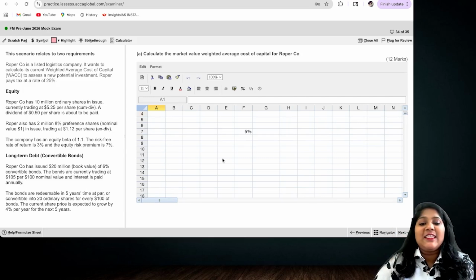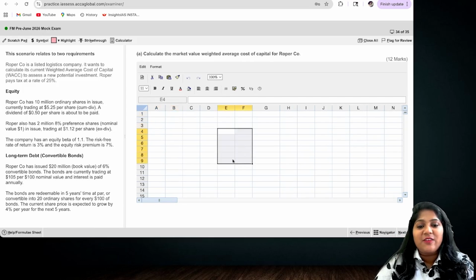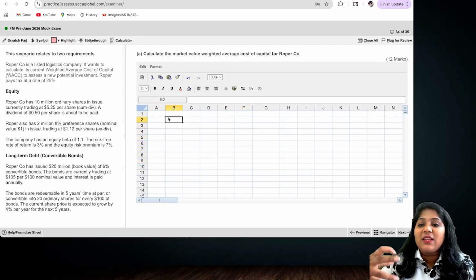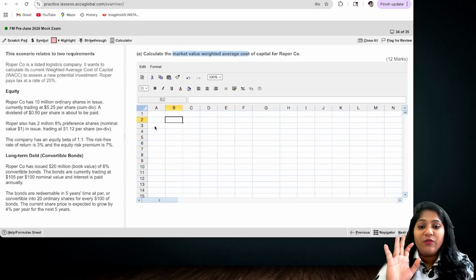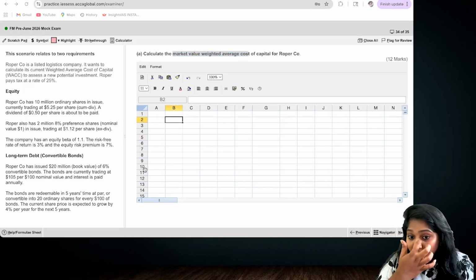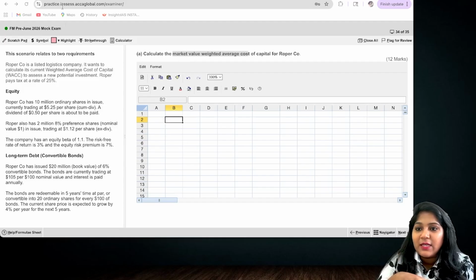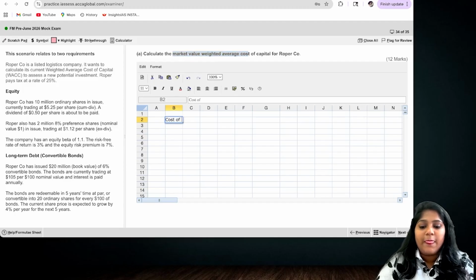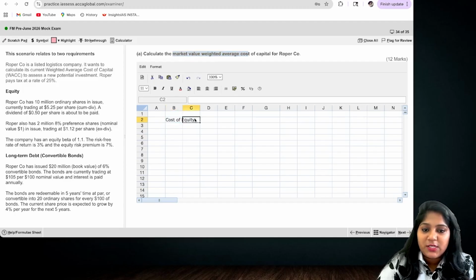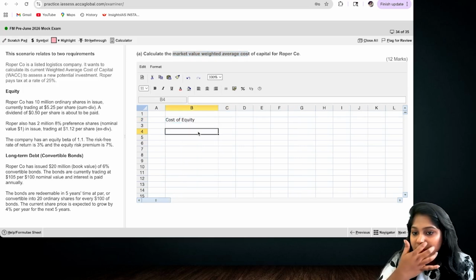Huge information. Let's start the question. So what is that we have to start with? First thing, guys, if I need to calculate the weighted average cost of capital, and that is based on the market value, understand, and it is given for 12 good marks. It is not anything less than 12 good marks. Correct? Yeah. So now if I have to go ahead and calculate the WACC, what is that first thing I need to know? I need to calculate the cost of equity, and I should also calculate cost of preference shares, and I should also calculate cost of loan notes.